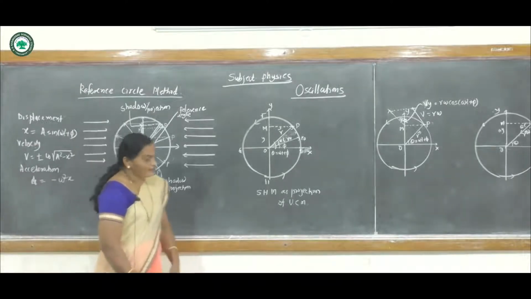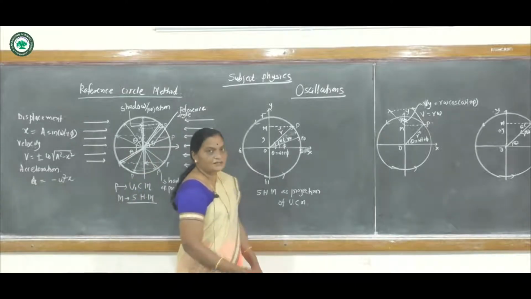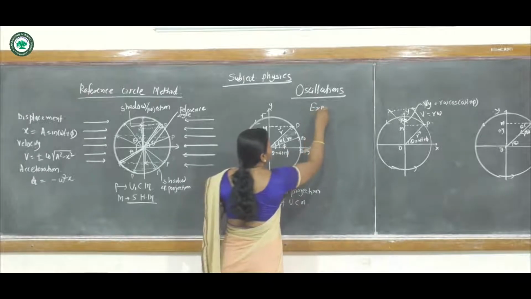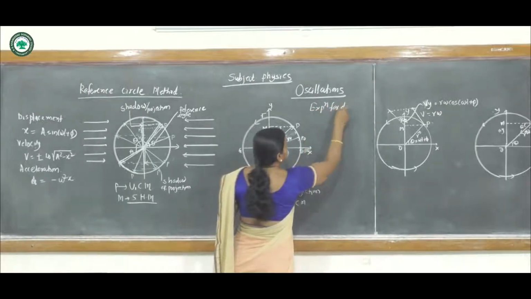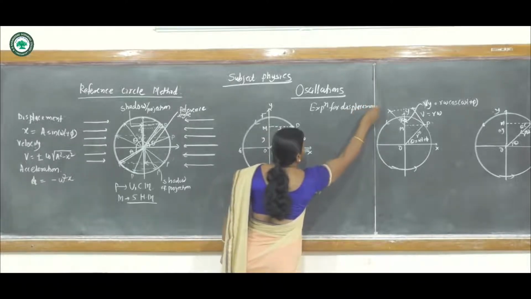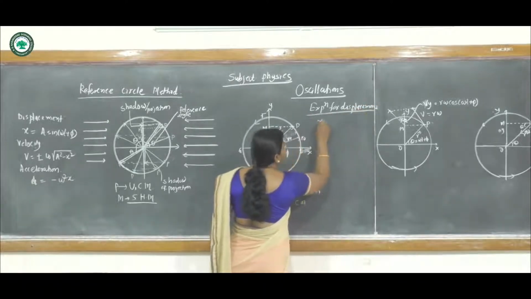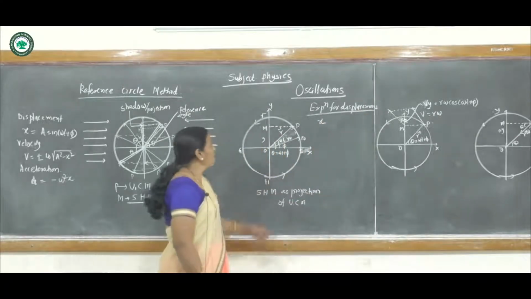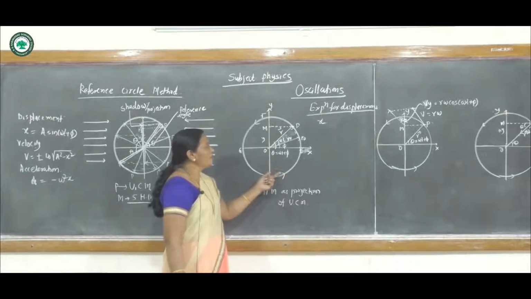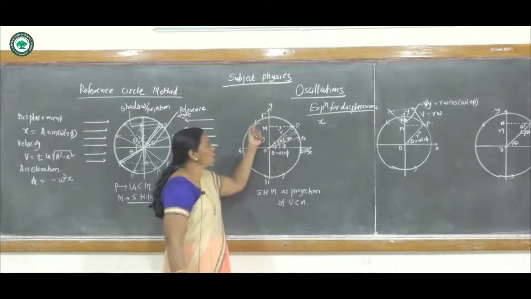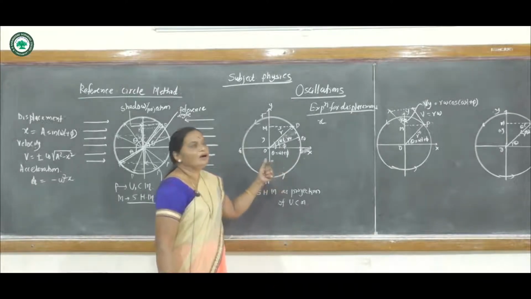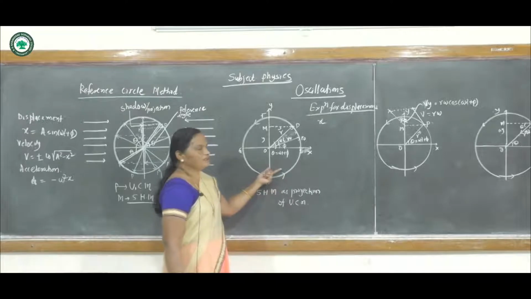Now see the next, we find the expression for displacement. Now find the value of displacement x, considering this reference circle method. See, consider the particle P moves along the circumference of a circle with constant speed, that is, it is uniform circular motion again.